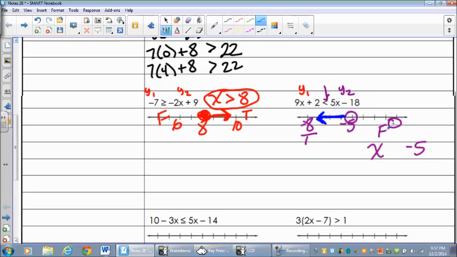Okay, so now filling in my inequality, the solution, there's the graph. The answers are to the left, which means from the -5, the answers are like -6, -7, -8, -9. They're getting smaller and smaller. So that means the x's are less than -5. And there's your solution.